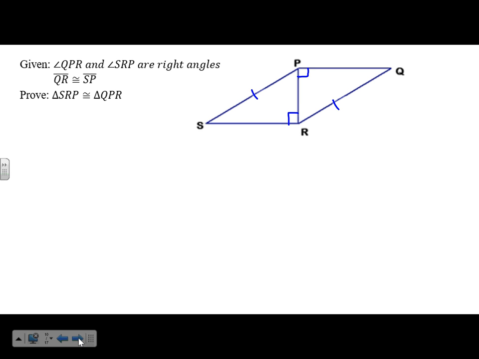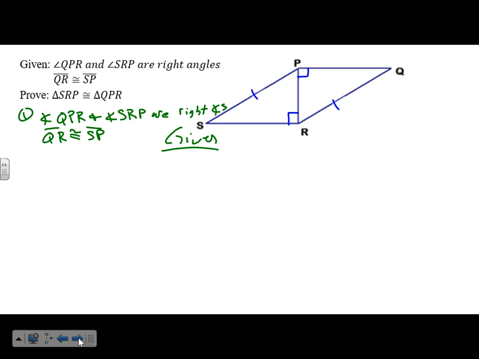So the first thing I want to do is the given. Angles QPR and SRP are right angles, and QR is congruent to SP. That is given. Don't have a lot of room, but that's good enough. Again, always put the given there because you'll at least get some points if you don't get anything else correct. Hopefully you will.